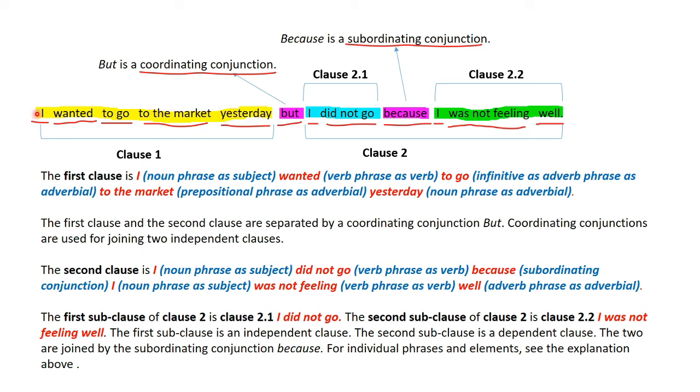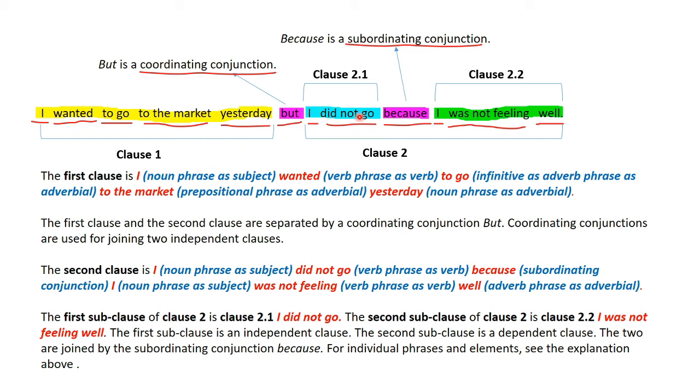So technically this is the subject, this is the verb element. This is an adverb phrase, therefore it's an adverbial. This is a prepositional phrase, therefore it is an adverbial. And yesterday is a noun phrase, but since it is indicating time, this too will be classified as the adverbial part of this sentence. We have three adverbials here, a subject and a verb. Subject, verb, adverbial, second adverbial, third adverbial. Then comes a coordinating conjunction.